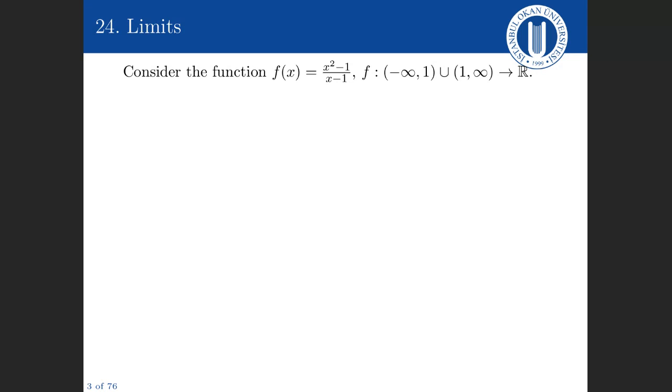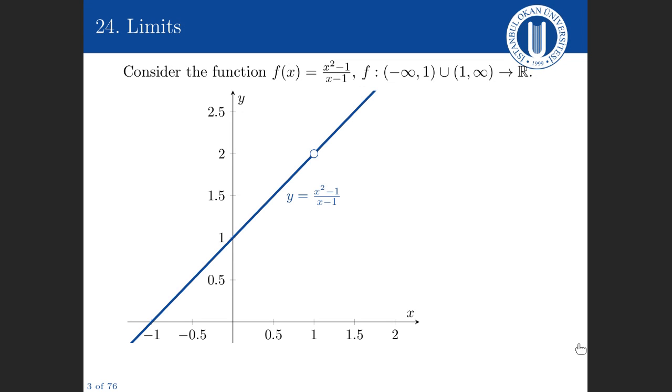Let's consider this function, x squared minus 1 divided by x minus 1. This function is not defined when x is equal to 1, because otherwise the function would be divided by 0. But it's defined for every other value of x in the real numbers. The graph of this function looks like this. It's a straight line, except we have a hole when x is equal to 1.